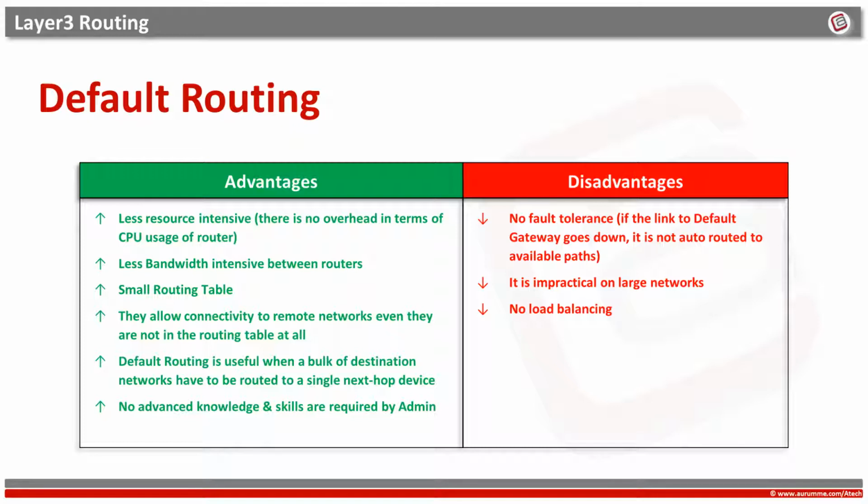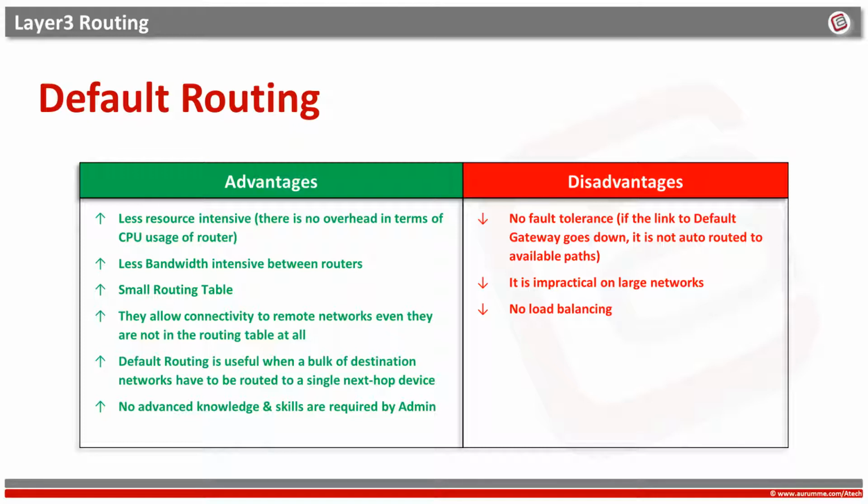There is not a lot in the routing table. There is only one route, which is called the default route. They allow connectivity to remote networks even if they are not in the routing table at all. Default routing is useful when a bulk of destination networks have to be routed to a single next hop device, and no advanced level of knowledge is required by the network administrator. Anybody can manage default routing. That's why we have default routing at our home routers, and we never have to do anything about it. It automatically runs, and you don't need to know the details of the default routing. Therefore, it is easy to manage.